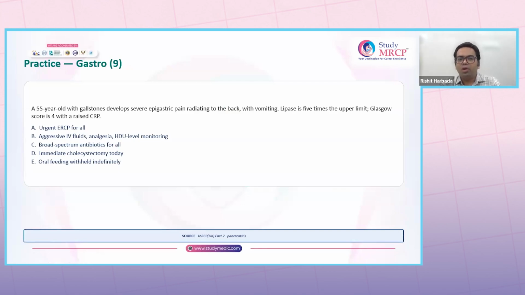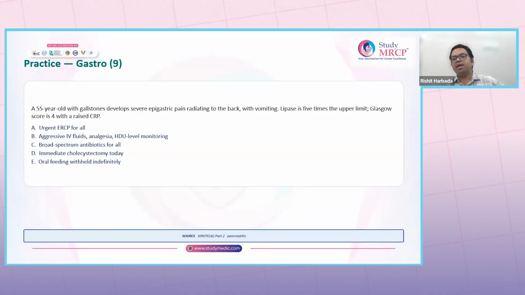Next is a 55-year-old male who presents with gallstones, develops severe epigastric pain which is radiating to the back, has vomiting, and lipase is 5 times the upper limit. Glasgow score is 4 with a raised CRP. What will you do over here? Here you are going to give aggressive IV fluids, analgesia, and HDU monitoring.